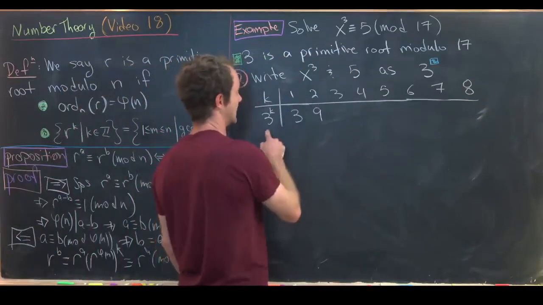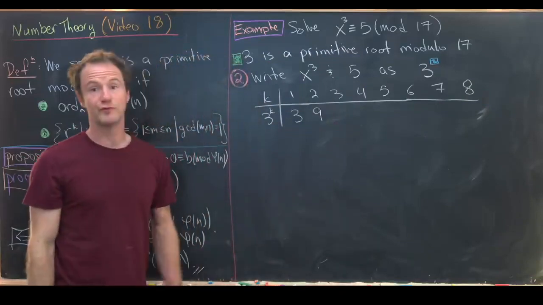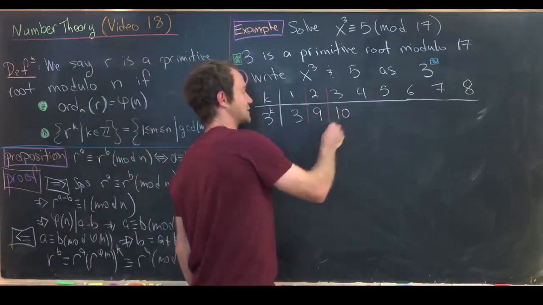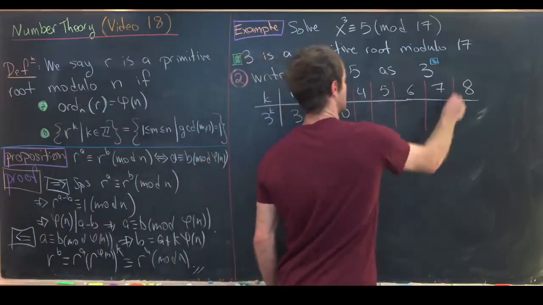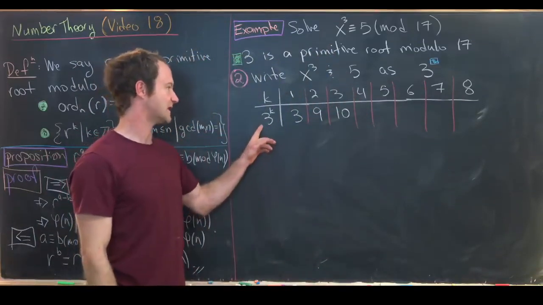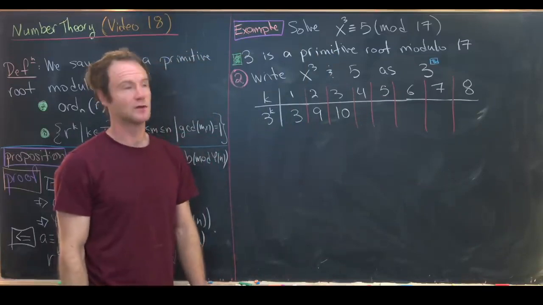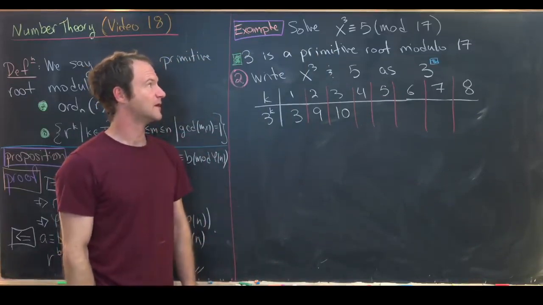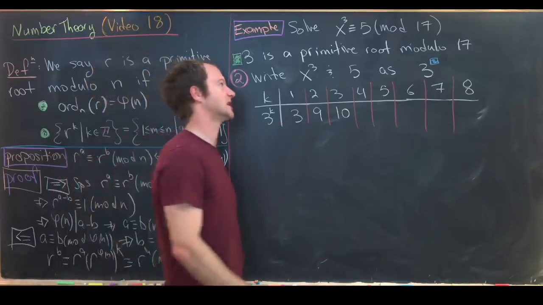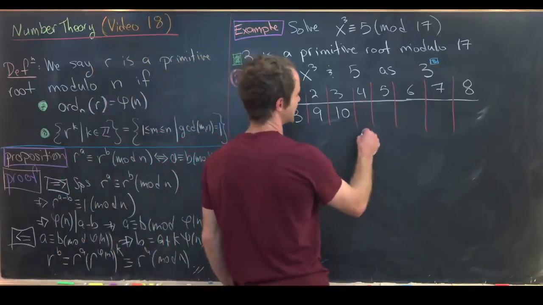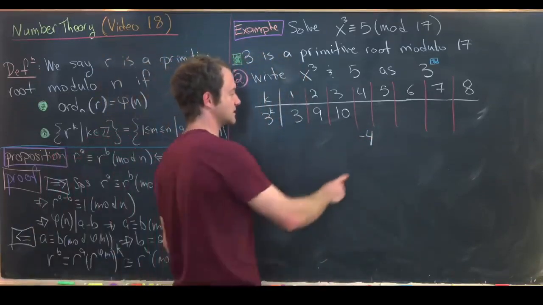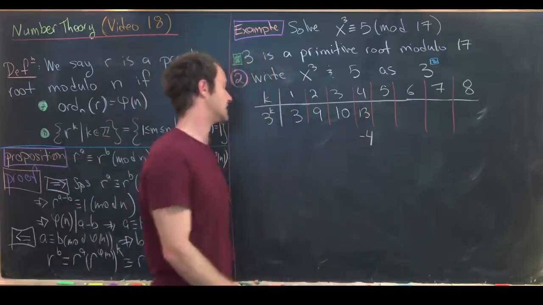3 squared is 9. 3 cubed is 27, but let's recall that 27 is the same thing as 10 because we're working mod 17. Okay, but now we can take 3 to the 4th. That's going to be the same thing as 3 times 10, which is 30. But then 30 is 4 less than 34, which is 17 times 2. So this is the same thing as -4. That might be a little bit easier to work with.